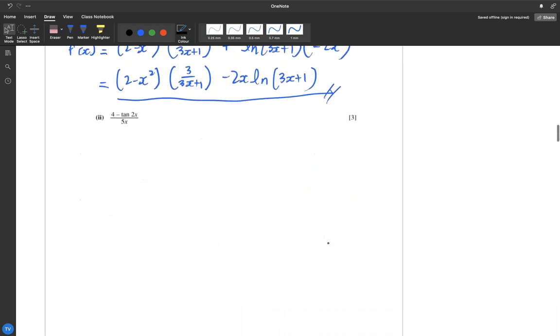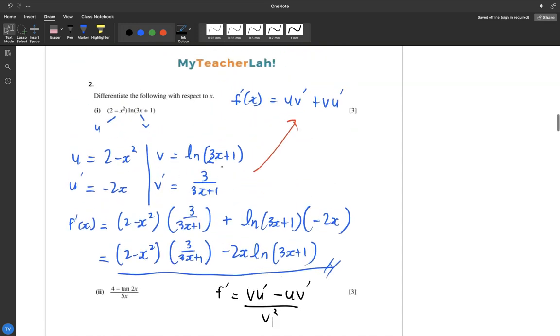So the next one is basically using the rule for quotient. This is a division of two different functions, so we're going to make use of the quotient rule. The quotient rule says that f prime is equivalent to v u prime minus u v prime over v squared. Now, just one small thing to note, some common mistakes that students tend to make is this.